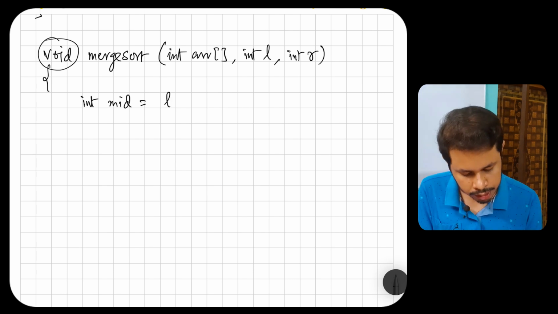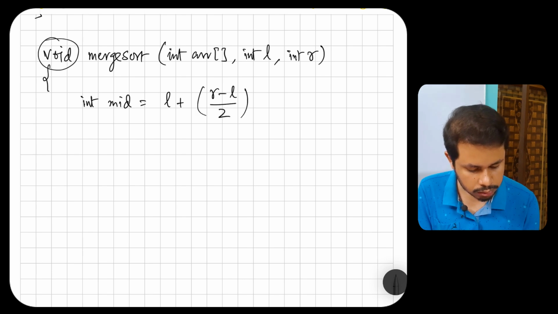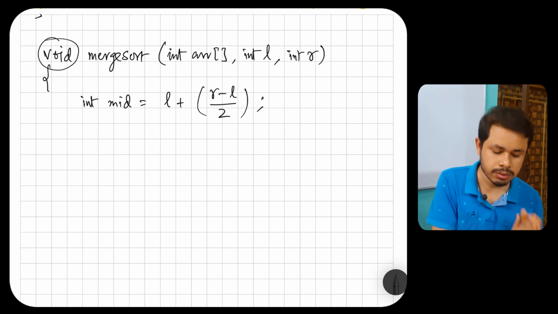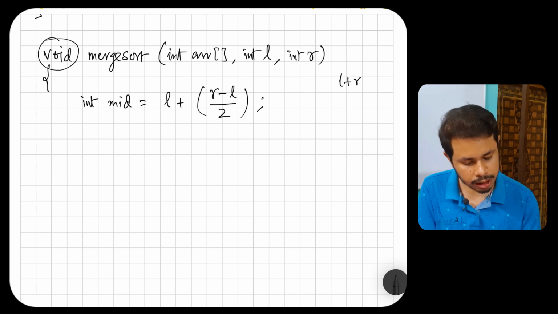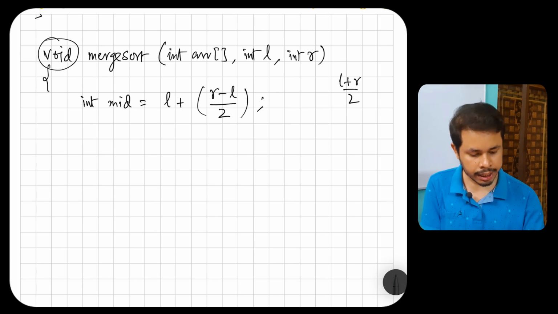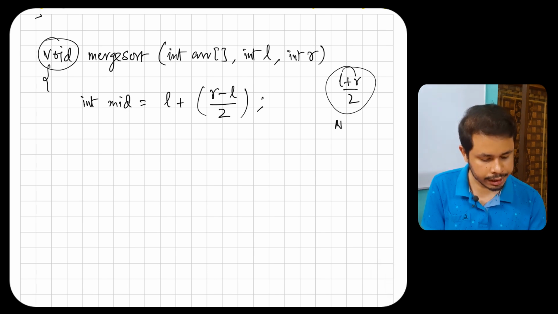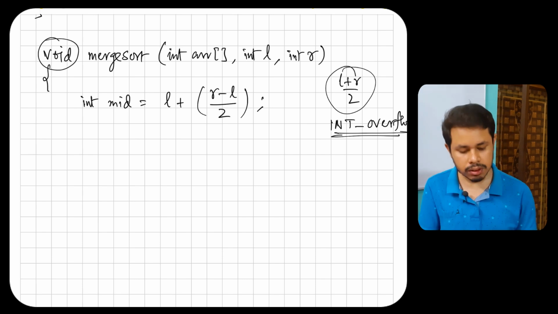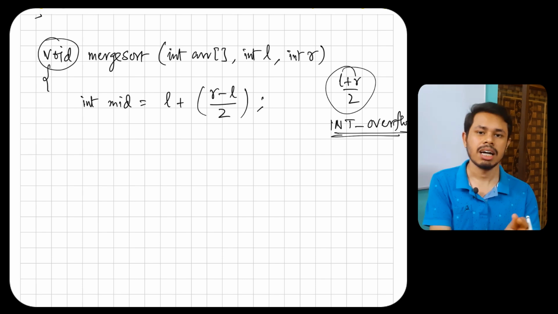It would be L plus (R minus L) divided by 2. I always write this middle element formula in this way. You can also write (L plus R) by 2, but I don't recommend that because it would give you integer overflow, right? So I don't recommend writing it this way. I always suggest you do it this way: L plus (R minus L) by 2.